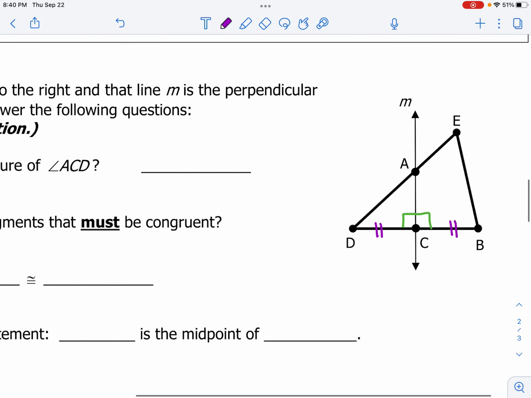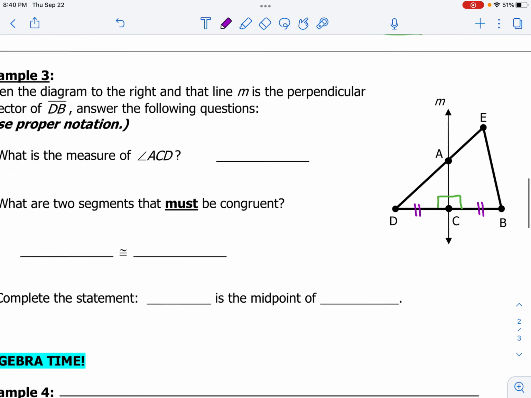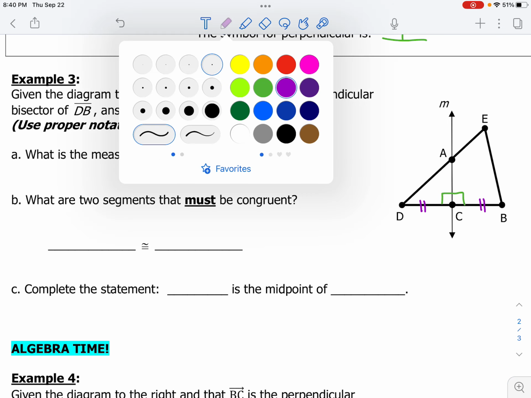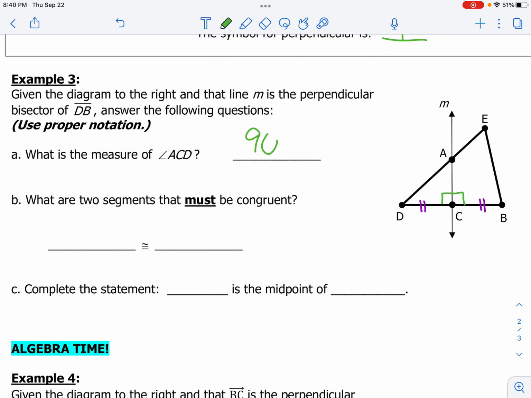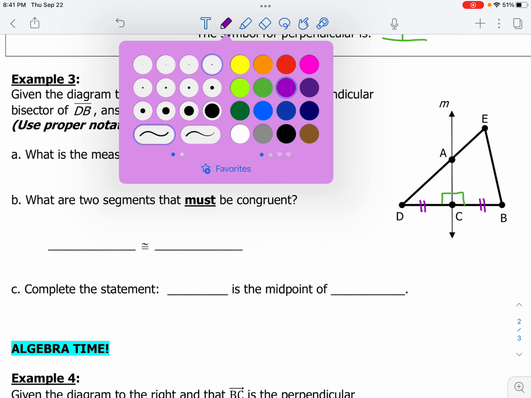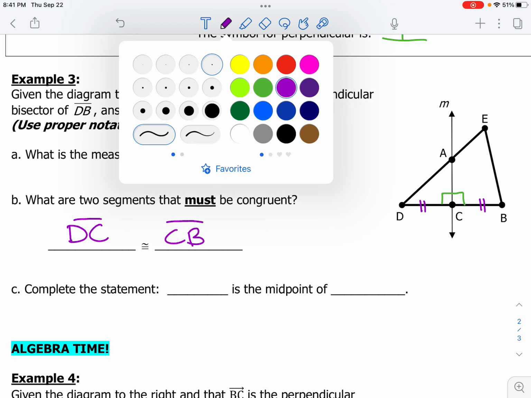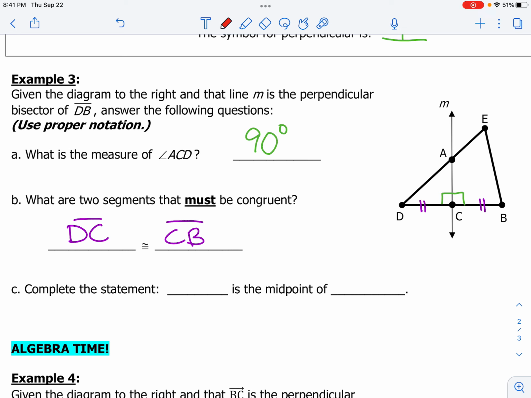So let's go back over here, see what we can do. The measure of angle ACD, that's labeled in green. That's a perfect 90-degree right angle. What segments are congruent? They're labeled on the picture. Segment DC is congruent to segment CB. And then we'll fill in the statement with whatever color makes you happy right now. Point C is the midpoint of segment DB.